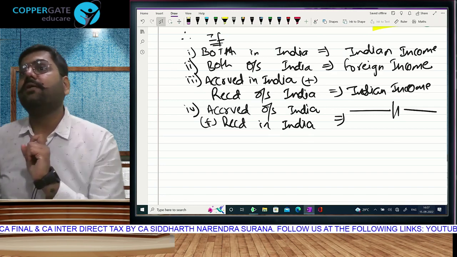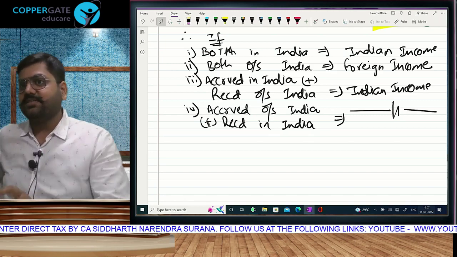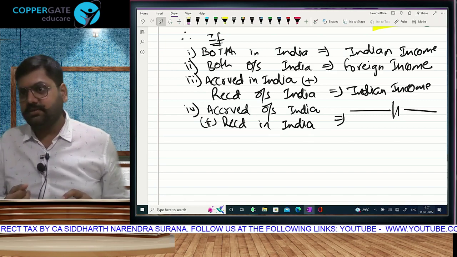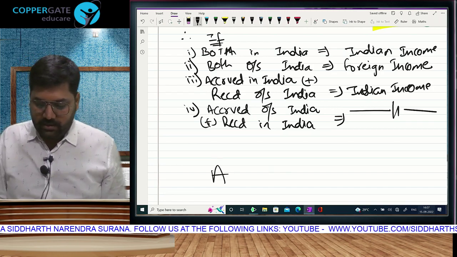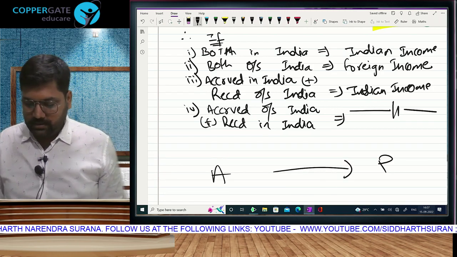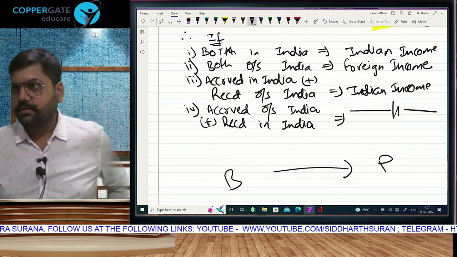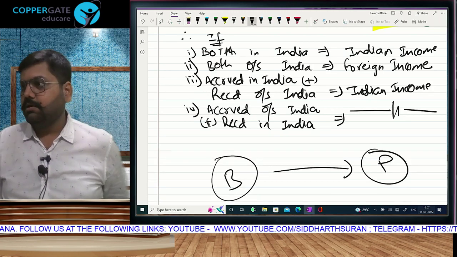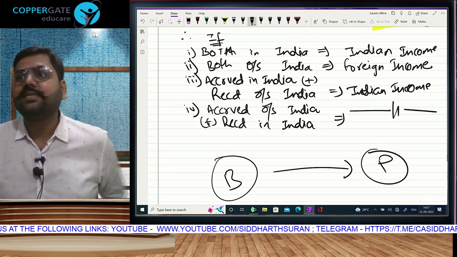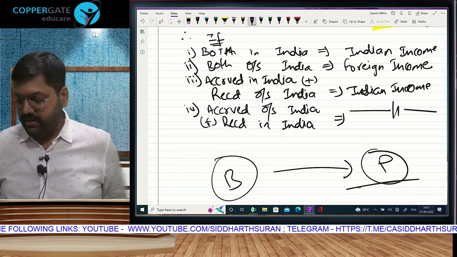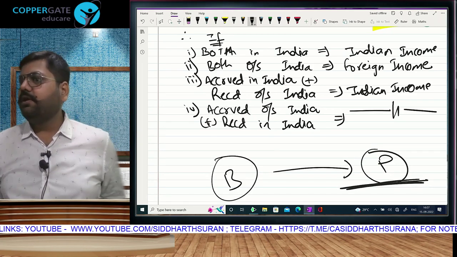But only if the payer is the government, not if the payer is BCCI or Reliance. We are interested in the receiver's residential status. This is the Income Tax Act. If A is paying salary to P, or let me say B is paying P, because you have BCCI and Pollard, B is paying anything to P. This is the Income Tax Act. So whose income is it? We are interested in his residential status, his Indian income or foreign income.